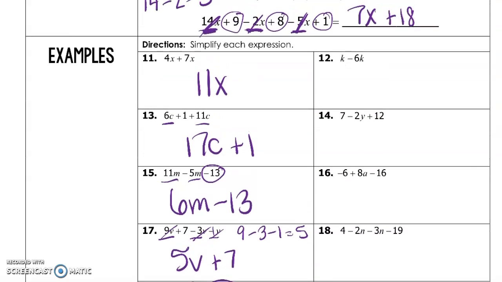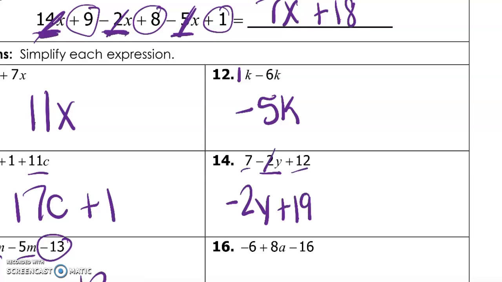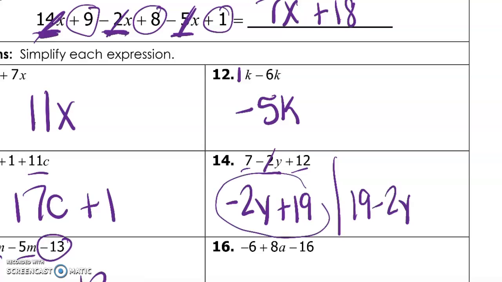Okay, then we can go over and do the even ones. 1k minus 6k gives us negative 5k. 14, even though the y doesn't have anything to put with it, I'm going to put it first just because we like our variables first. And then 7 plus 12 gives us 19. If you want, you can also put 19 minus 2y, but we prefer to have the variables first.